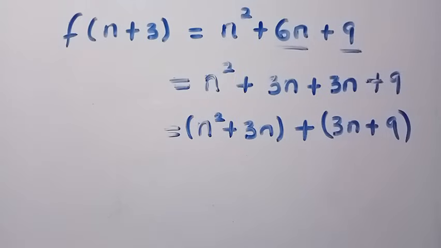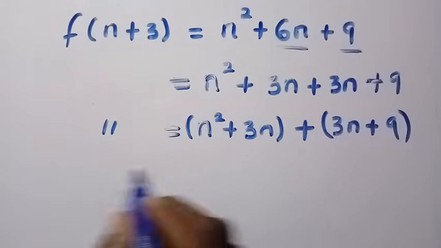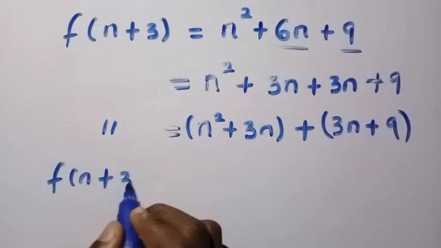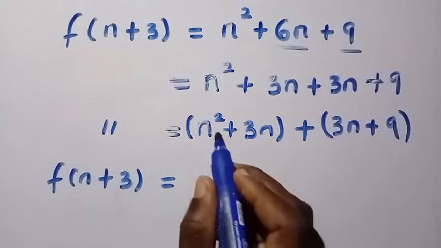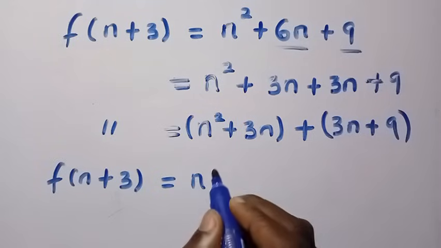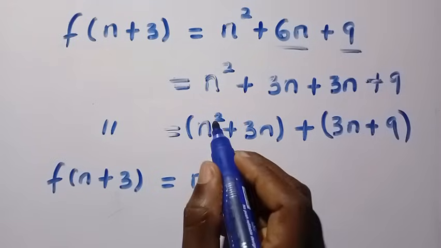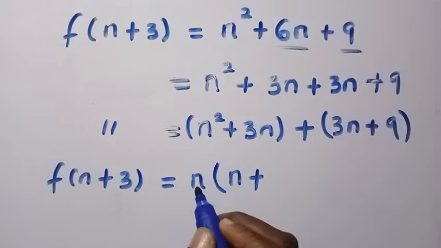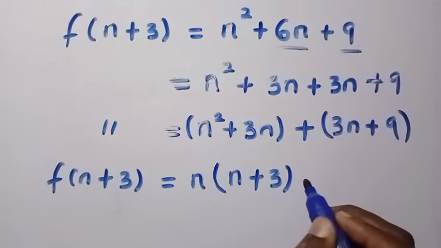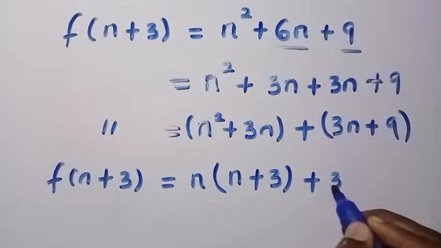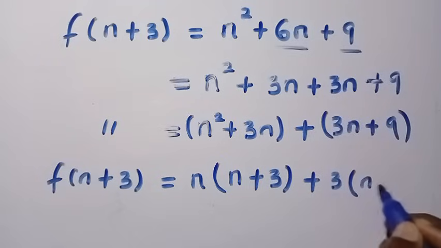So therefore, we have f of n plus 3 equals, let's factor this out. What is common here is n. By taking out n, we divide this n squared by n, that is n, plus, divide 3n by n, that is 3. Then plus also this one, by taking out 3 from here, we are left with n plus, divide 9 by 3, that is 3.